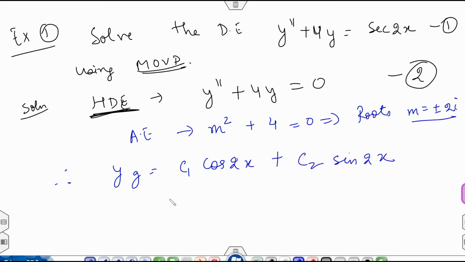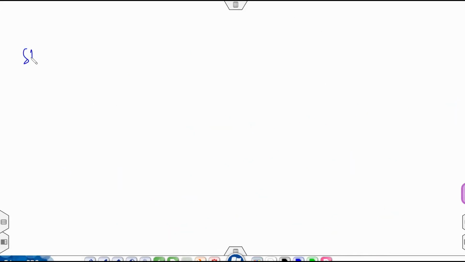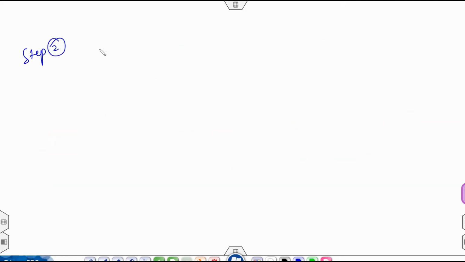Now I will write this as C1 y1 plus C2 y2, where y1 is cos of 2x and y2 is sin of 2x. Now you know how to use the method of variation of parameters to find the particular solution. So I'll write down step 2. This was my step 1: find the general solution. And now my step 2 is to write down yp.